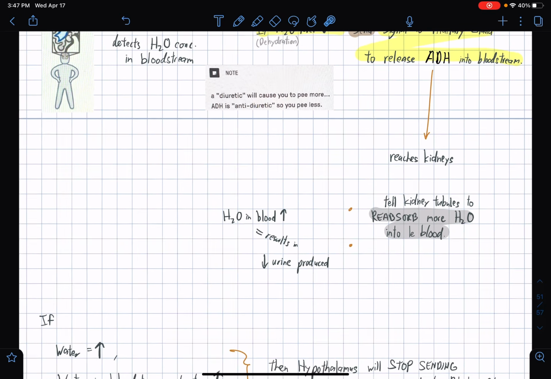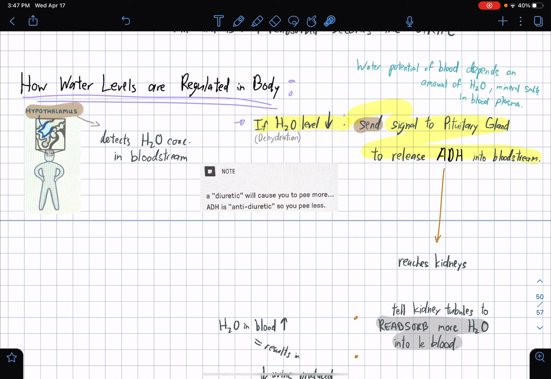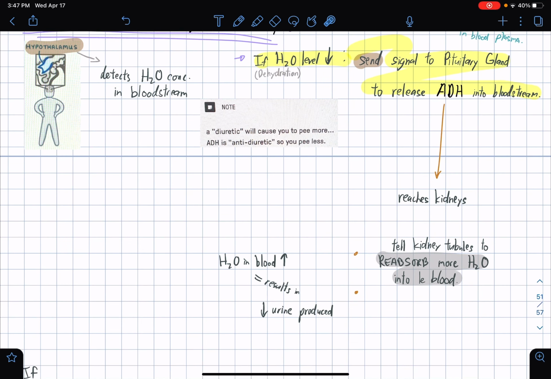So yeah, it says here, a diuretic will cause you to pee more. ADH is an antidiuretic, so you pee less. If you're dehydrated, you urinate less and your body tends to conserve water more, which is not sustainable in the long run. We all know that if we come to a point of chronic dehydration, our body has a limit. If we're not able to meet the standard of that limit, it could be harmful. We could have a kidney problem as a result.